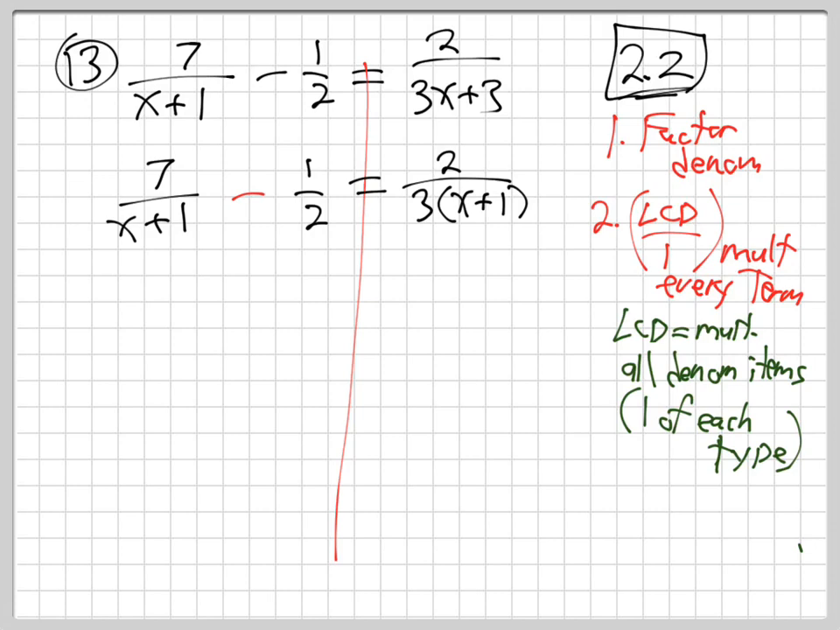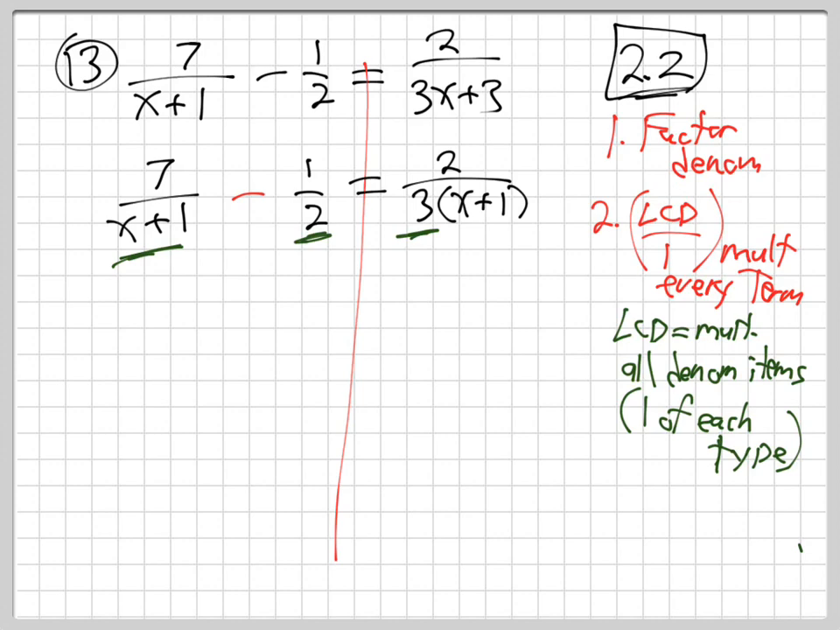So I'm going to look at the denominator. I'm going to go, okay, I need an x plus 1. I need a 2. I need a 3. And then I don't need that other x plus 1 because I already got one. So just one of each type of thing you see in the denominator. That's how we handle that. That'll be on today's test as well. You'll have some questions with fractions. And so you take one of everything in a denominator, put them all together, that's the LCD.